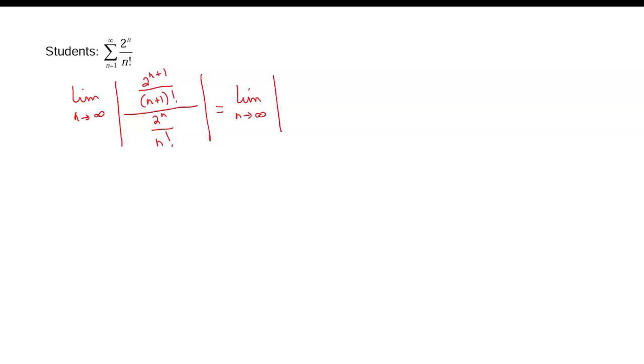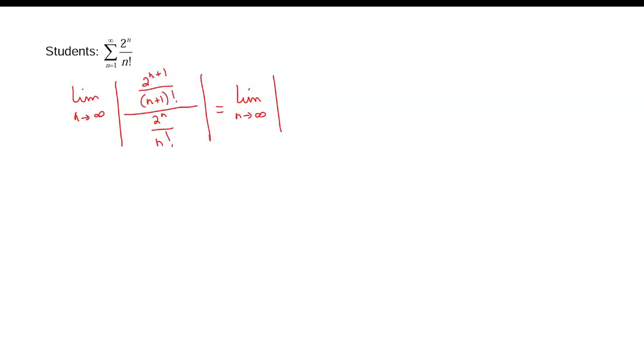As soon as I see the factorial, I think about the ratio test. I'll set up the limit as n goes to infinity. The n plus 1 term goes on top. The nth term goes on the bottom of that ratio. I like to rewrite the fractions side by side. So leave the top fraction the way it is.